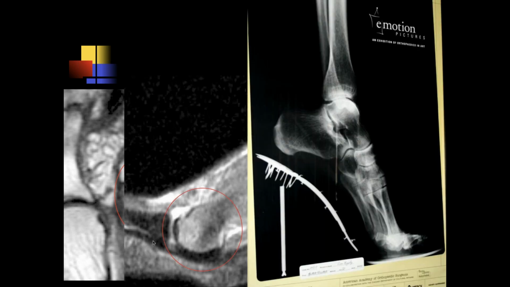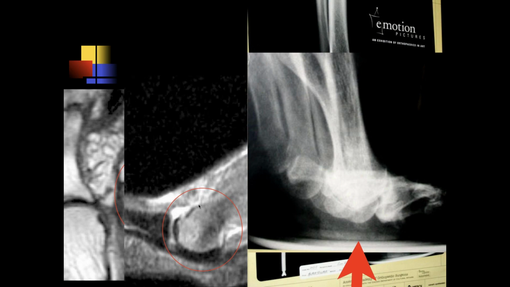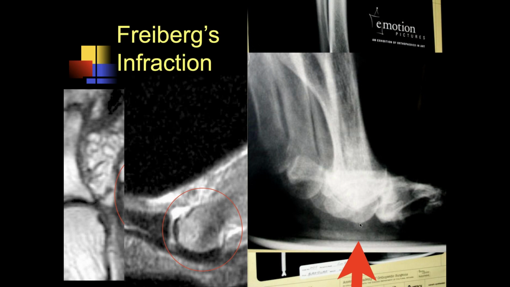And I don't see any... Oh, there might be some cortical step off dorsally. So this is probably a non-displaced fracture. And you can see the second metatarsal head is often where, when you're on your toes, you get a lot of force there. And this is Freiberg's infraction.